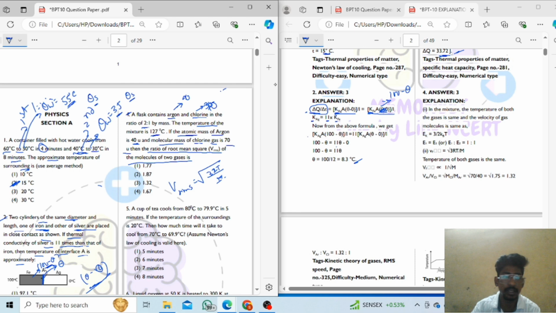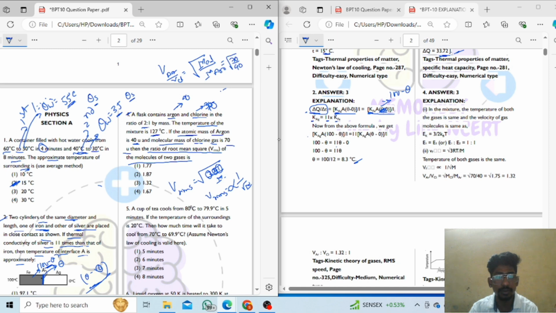In this formula of VRMS, R is constant, and the temperature of both the gases is also the same, so these three are constant. Therefore VRMS is proportional to 1 by root M. So V argon by V chlorine will be equal to root over of M chlorine by M argon, because they are in inversely proportional relation. M chlorine is 70, so 70 by 40.